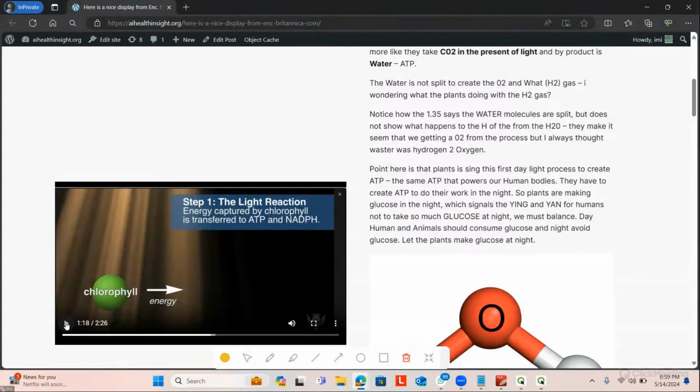The light energy captured by chlorophyll is transferred to adenosine triphosphate and NADPH. So when the sun shines on a plant, because it has the green chlorophyll, it can convert certain particles into something called ATP. In our body, we do not capture light and convert it to energy, but we also make ATP. We both have to make ATP, because ATP is energy, adenosine triphosphate.